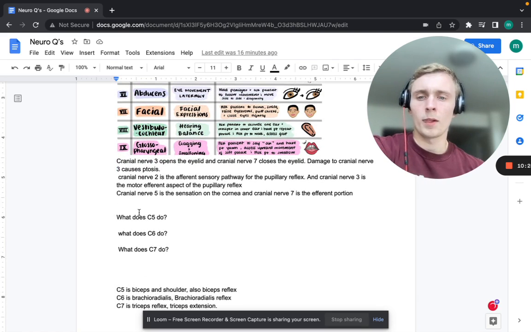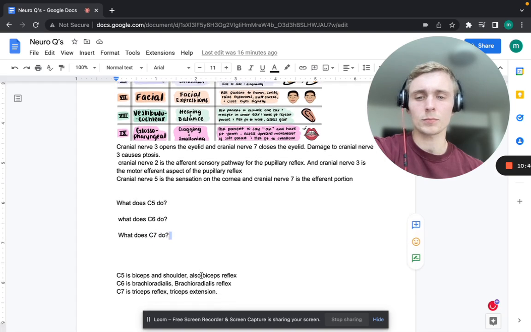Okay, what does C5 do for reflex? What does C6 do? And what does C7 do? So what does C5, C6, and C7 do for their reflexes? You can pause that and figure out what each one does.